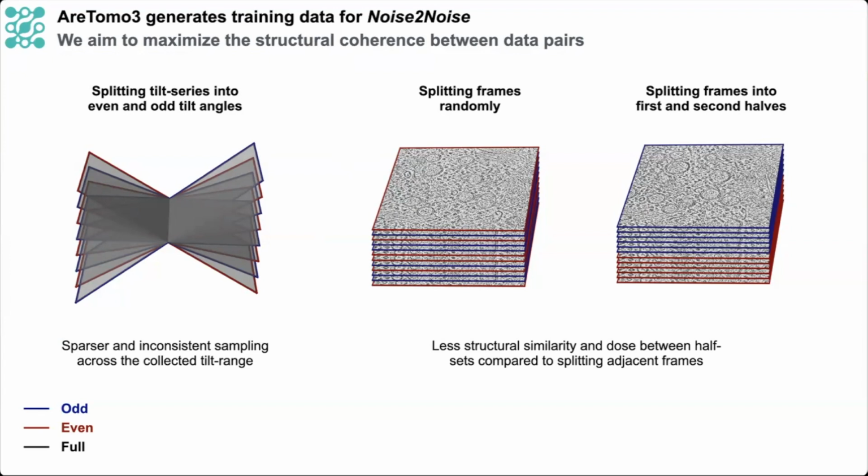Another approach we could have taken would have been to split our motion-corrected frames either randomly or based on whether they are acquired during the first or second half of the movie. But ultimately, it's adjacent frames that share the highest degree of structural similarity and accumulated dose to one another. So really, it's by following the framework that I described on the previous slide that we're best able to satisfy the premise of the noise-to-noise algorithm, because this even-odd splitting at the frame level generates half sets with the highest degree of structural coherence, which we then preserve by applying the same alignment parameters during reconstruction.